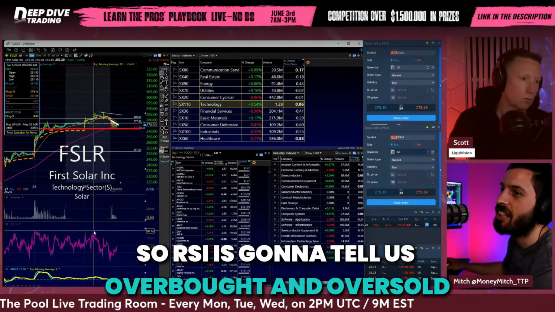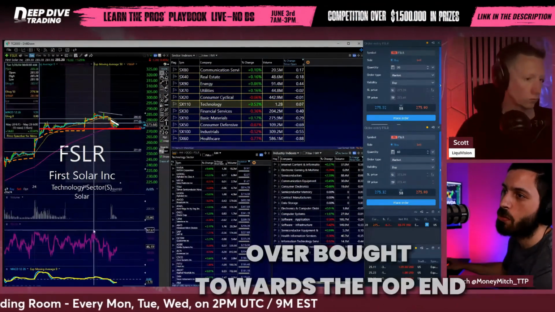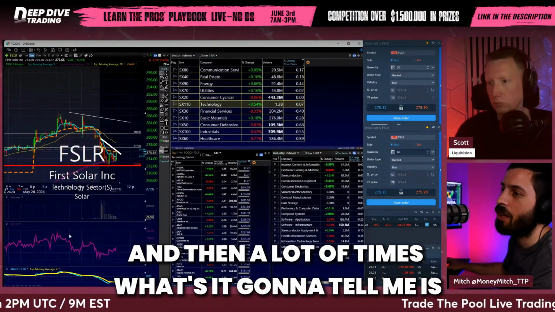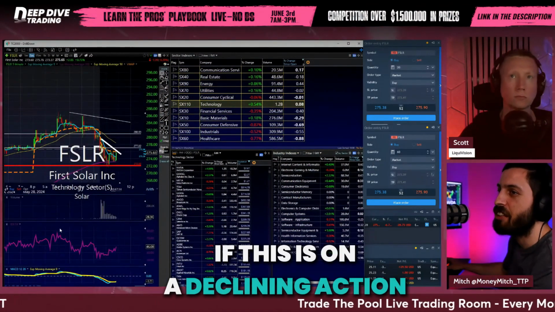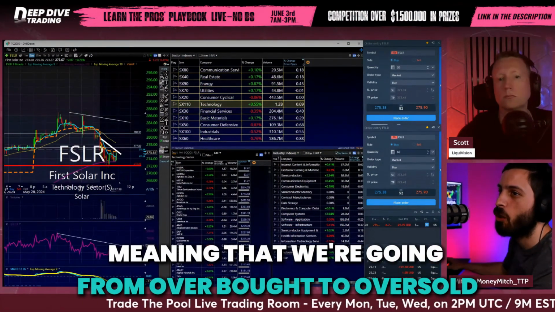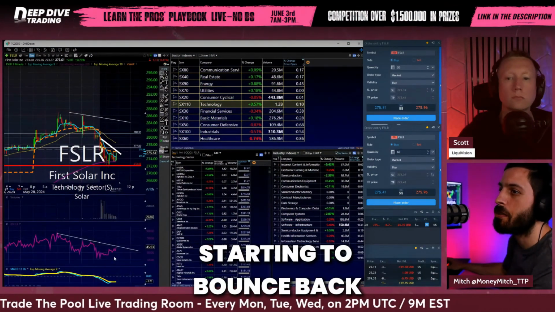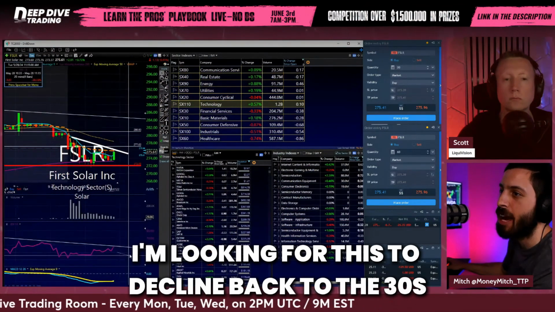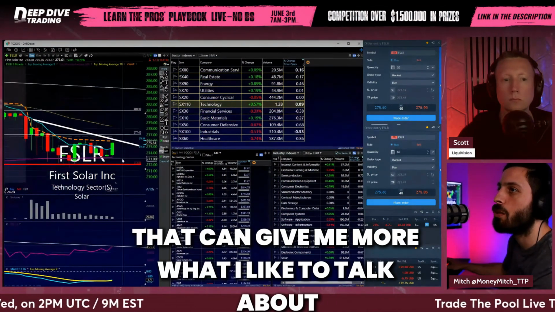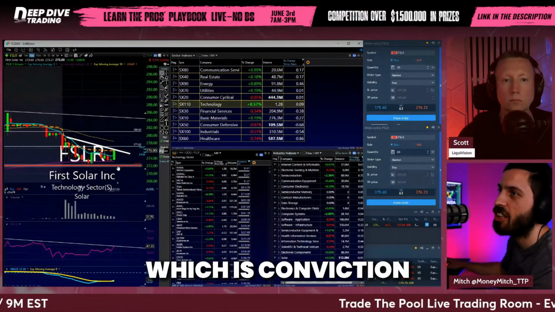So RSI is going to tell us overbought and oversold, overbought towards the top end, oversold towards the bottom end, right? And then a lot of times what it's going to tell me is if this is on a declining action, meaning that we're going from overbought to oversold, starting to bounce back, I'm looking for this to decline back to the 30s, back to the 20s. So what can that give me? That can give me more what I like to talk about, which is conviction.